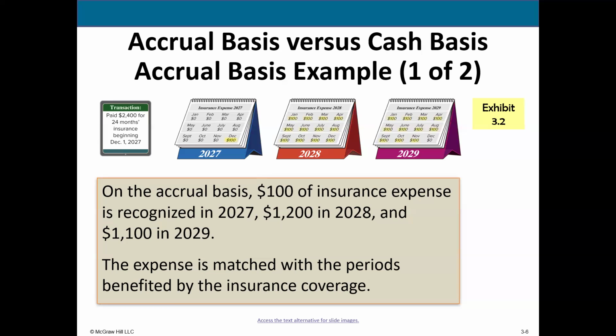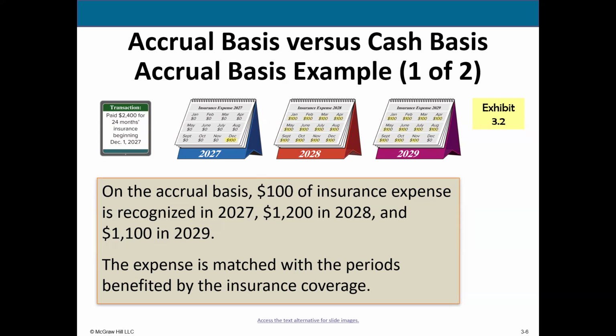Based off of the accrual-based accounting system, the first journal entry I'm going to make is the payment of the insurance. I'm going to debit, on December 1, 2027, prepaid insurance for $2,400. I'm going to credit cash. At the end of each month, for 24 months, I'm going to make an adjusting journal entry to recognize the fact that I have incurred the insurance expense.